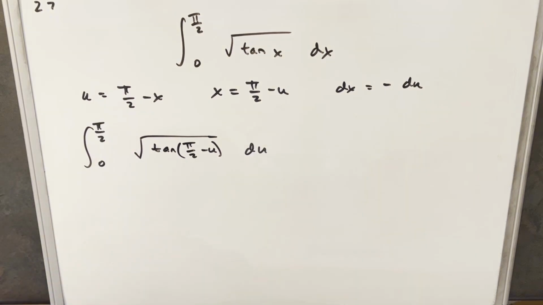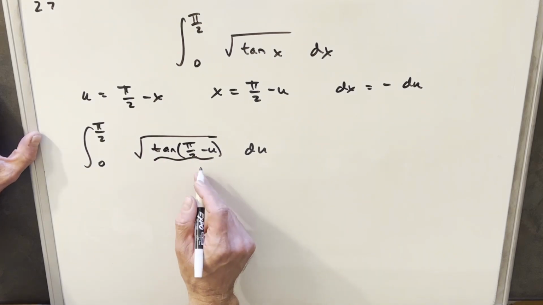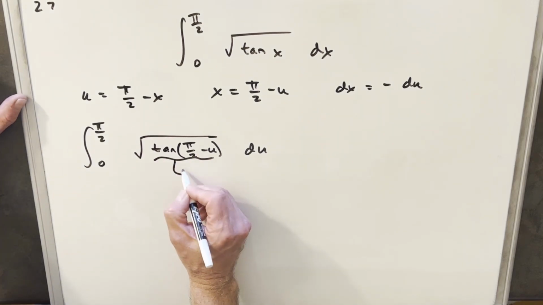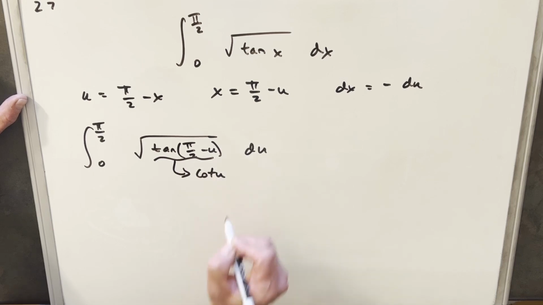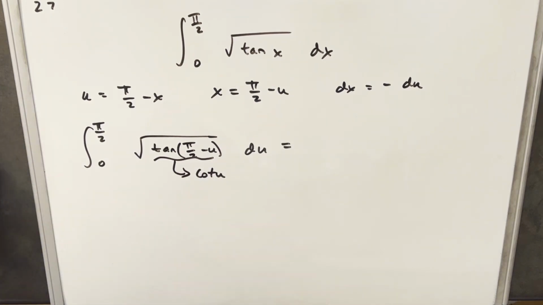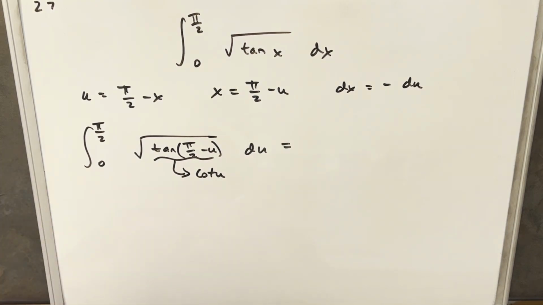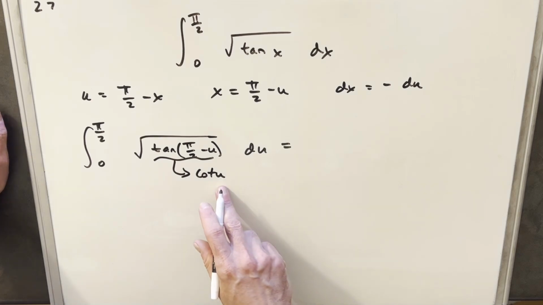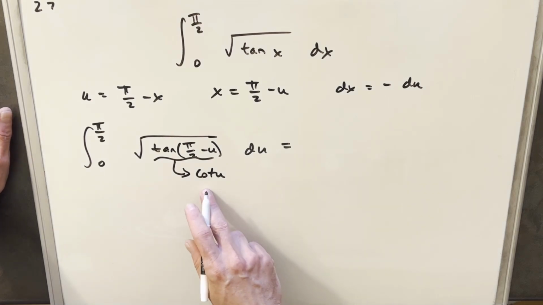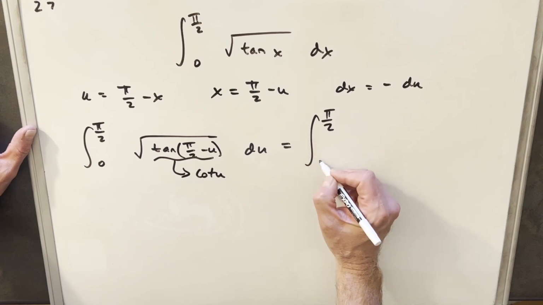Like I mentioned earlier, this complementary angle formula is very useful here, because tan of pi over 2 minus u is going to be the same thing as just cotangent of u. I'm looking to get back something similar to what we had originally, so I'm going to do a variable change. Because it's a definite integral, there's no problem with me changing my variable. So we'll change this all back to x and do the rewrite.